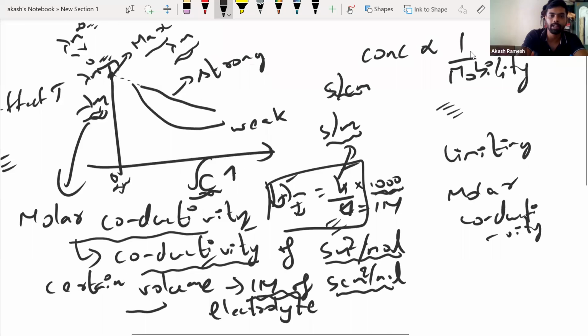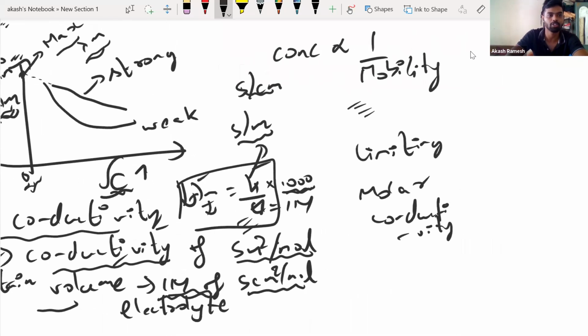Now, this limiting molar conductivity, for strong electrolytes, we can easily find out. But for weak electrolytes, if you try to extrapolate, we are not going to get the value like that. So for that reason, we went on to Kohlrausch's law.